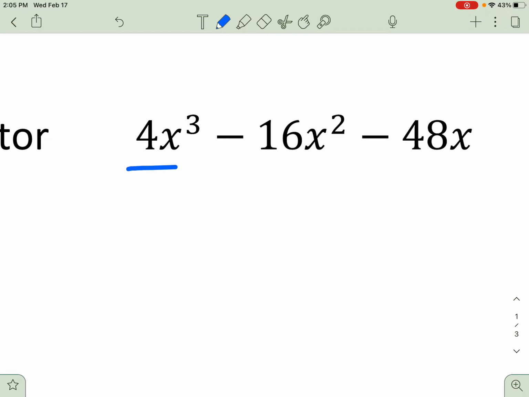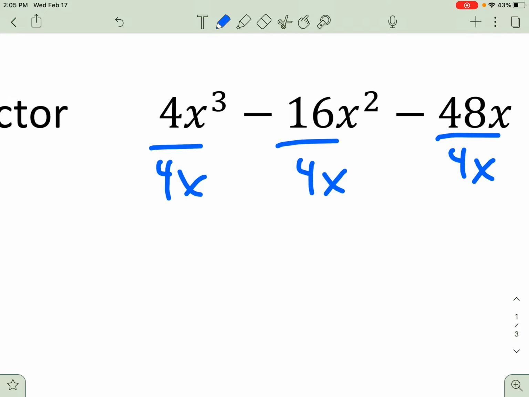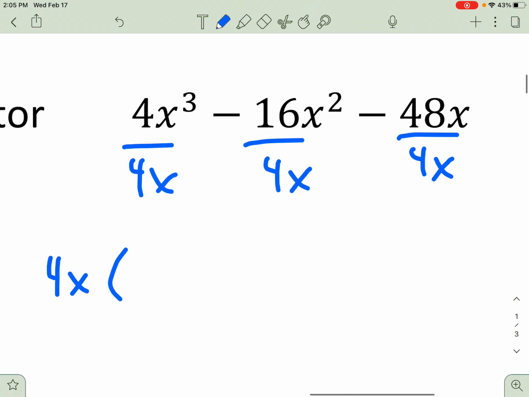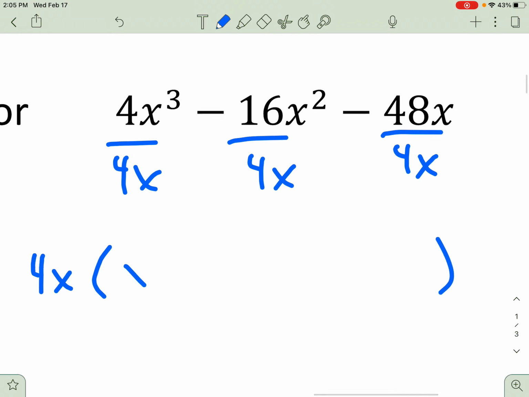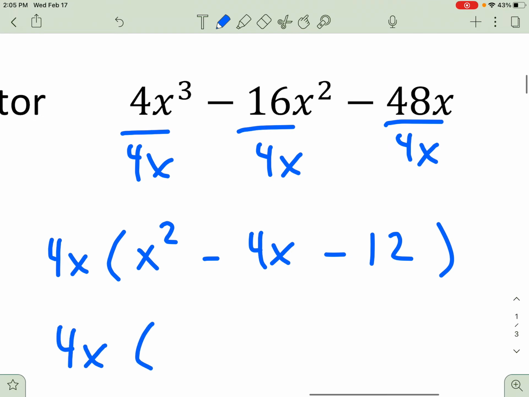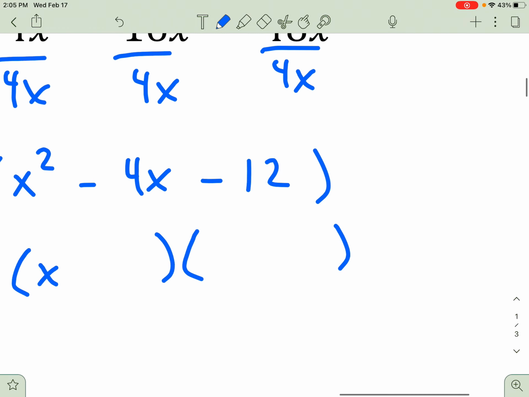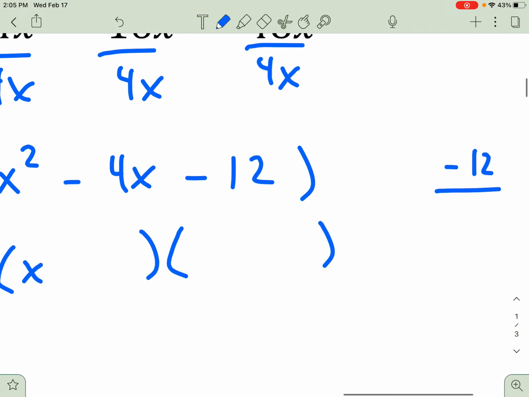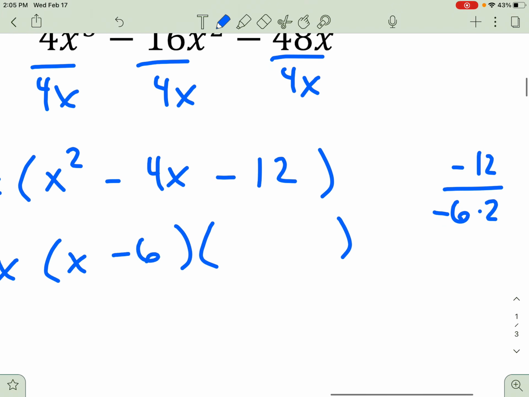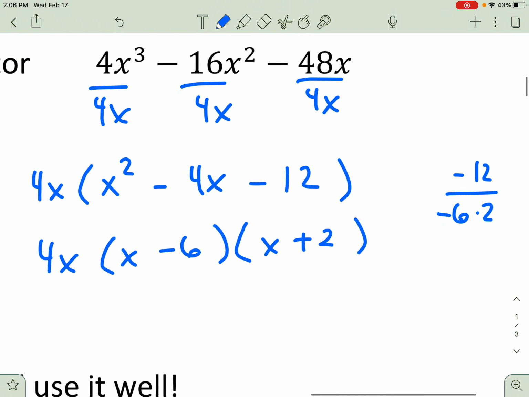Okay, so divide by 4x. Leave a 4x out front. And you have x squared minus 4x minus 12. Okay, and that factors down into x. Let's see, factors of negative 12. That would give you a negative 6 and 2. So x minus 6 and x plus 2.